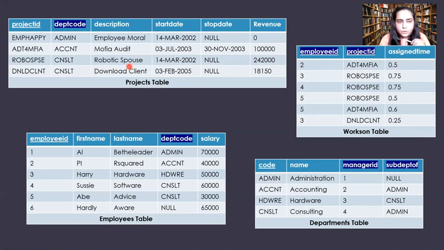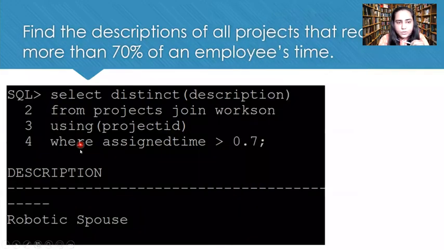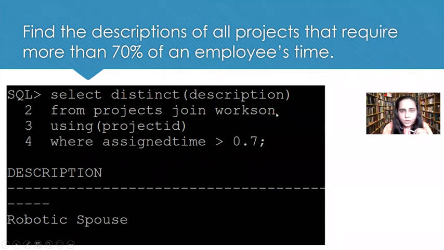But you know now why I used the distinct keyword, because if I would not, then this thing is coming twice, Robo SPSE. So even robotic spouse description would be coming twice. So you would get 2 times robotic spouse, which is why I had to use the distinct keyword before description. Please go ahead and try the query out on your own and then come back to the video.